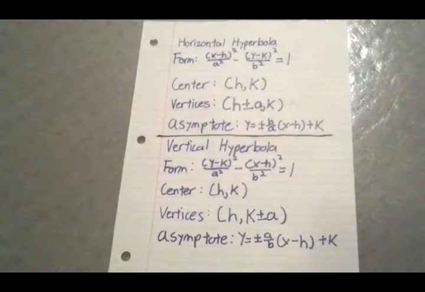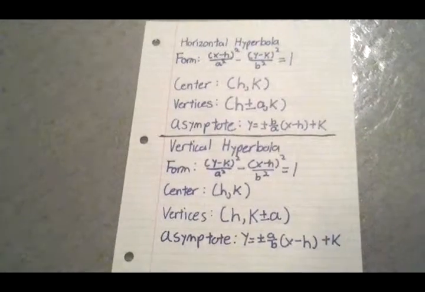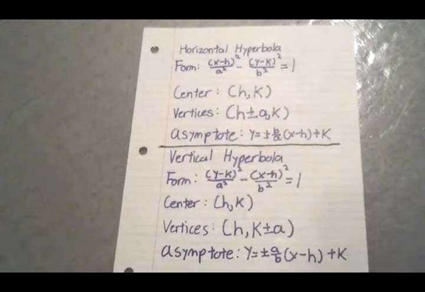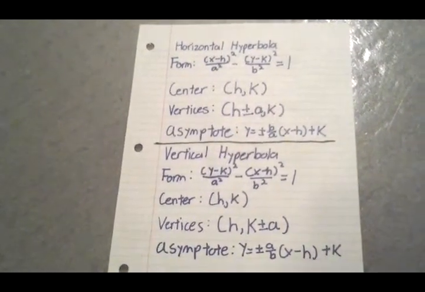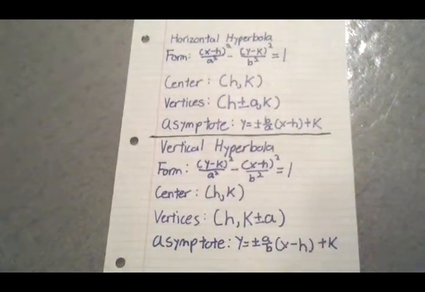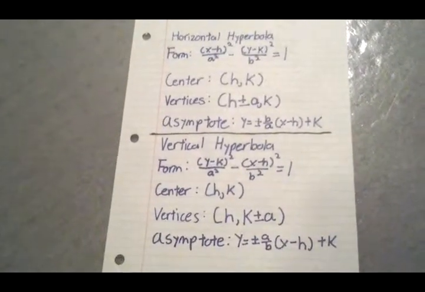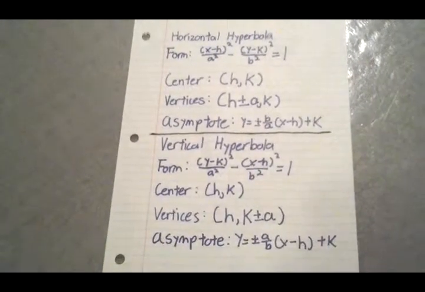For a horizontal hyperbola, the form is (x minus h) squared over a squared minus (y minus k) squared over b squared equals 1. The center is (h, k), the vertices are (h plus or minus a, k), and the asymptote is y equals plus or minus b over a times quantity (x minus h) plus k.